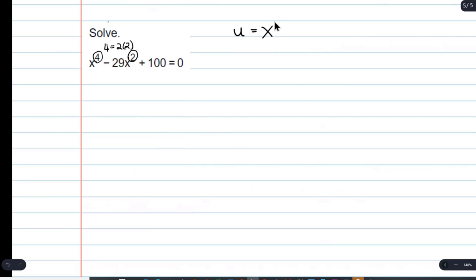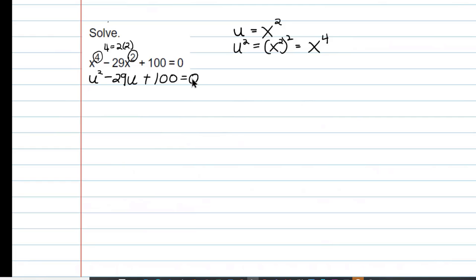U equals x squared. Okay, and if I square U, then I have to square x squared. And using the power rule of exponents, whenever you have a base raised to a power, and then the whole thing is raised to another power, you multiply the powers or exponents. So this is x to the fourth. We now see that x to the fourth equals u squared, and x squared equals u. And now we have an equation in quadratic form.